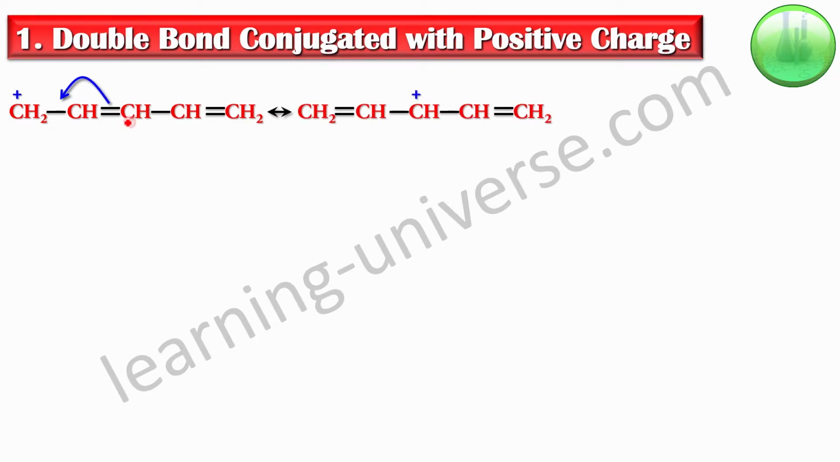Look at this carbon now. This has become positively charged. And again, this pi bond is conjugated with this positive charge. Again, this similar type of resonance will happen. And we get this. Structure 1, structure 2, structure 3.